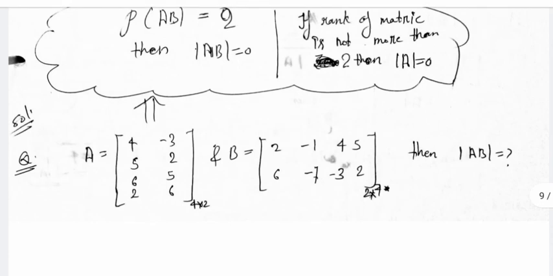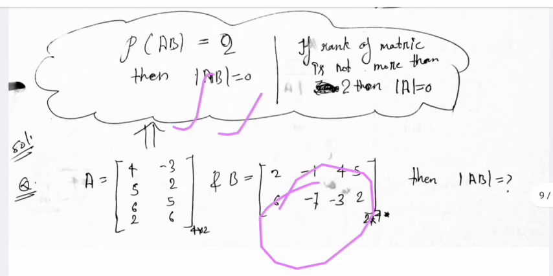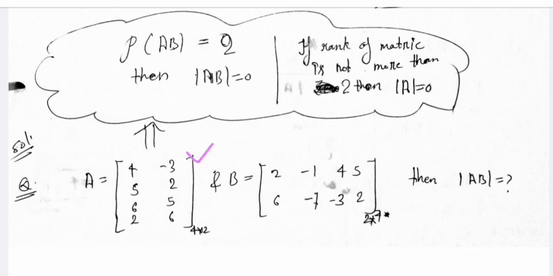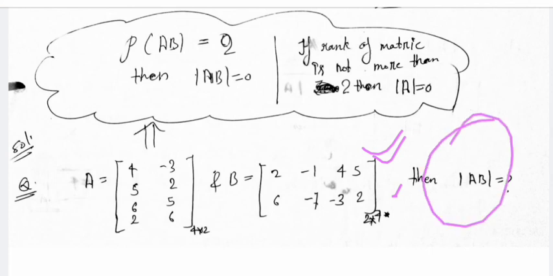Here the next question is defined as: A equals 4, minus 3 in the first row, 5, 2 in the second row, 6, 5 in the third row, and 2, 3 in the fourth row. And here B is given as 2, 1, minus 1, 4, 5 in the first row, 6, minus 7, minus 3 in the third row, in the second row. So on the basis of this, what is the determinant of AB?